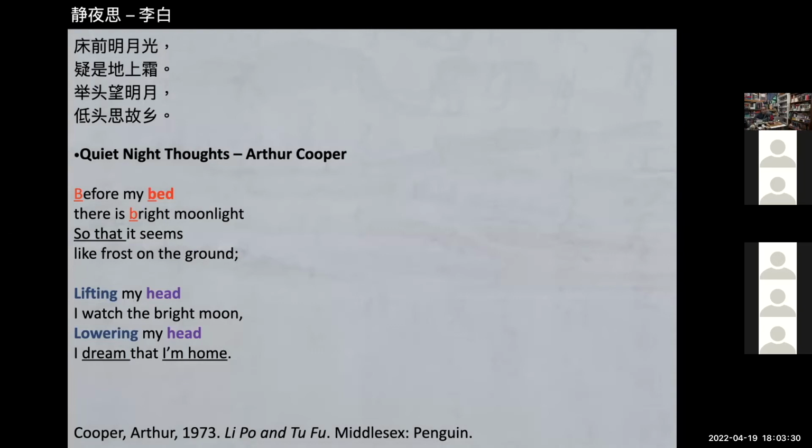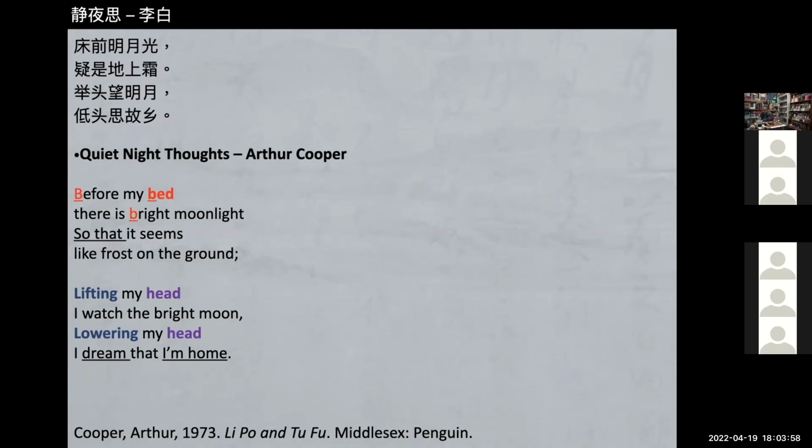And again "bright." Before my bed there is bright moonlight, three B's. This is alliteration. This S sound, so that it seems, again alliteration, like frost on the ground. Lifting my head, I watch the bright moon. Lowering my head, I dream that I'm home.